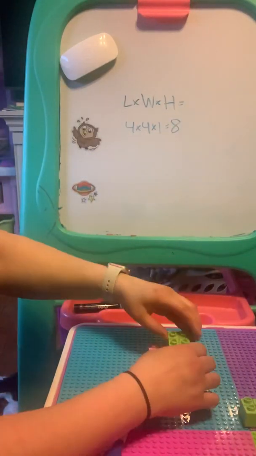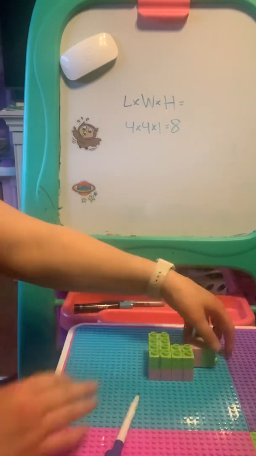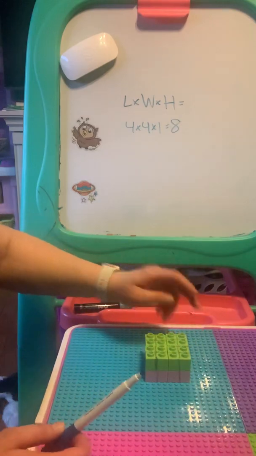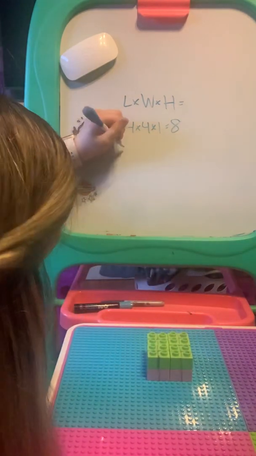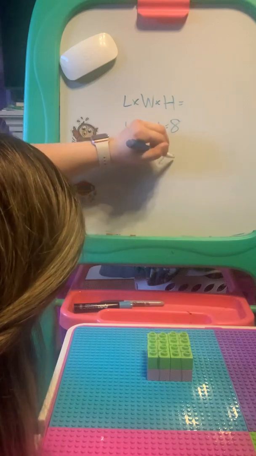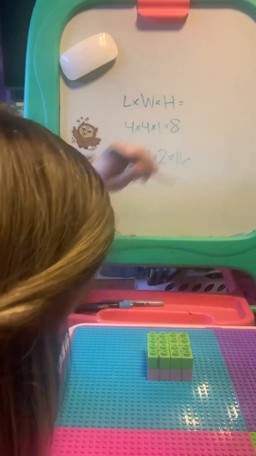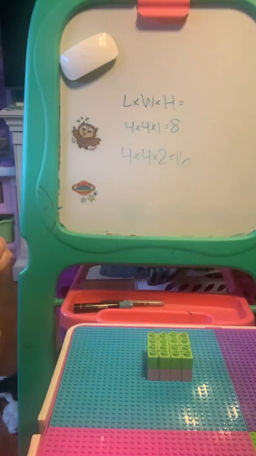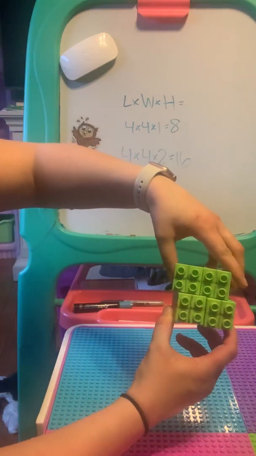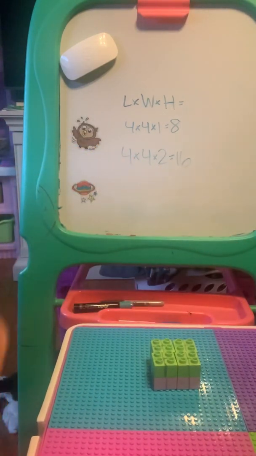But I'm going to put another layer on top. And now you have 4 by 4 by 2. 4 times 4 is 8. 8 times 2 is 16. So our total volume is 16. Looking at this, you can see you have 8 on the top. You know there's the pink layer underneath, and that's going to give you 16.